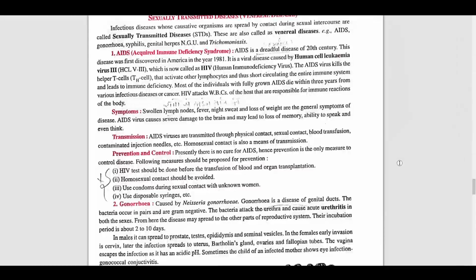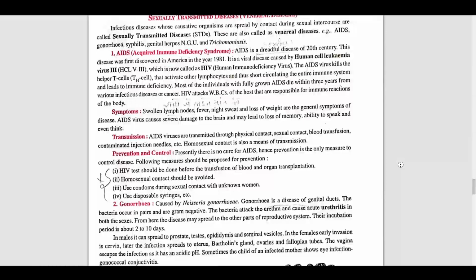If an individual is suffering from this disease, within about 3 years various infectious diseases develop, or it converts into cancer. HIV attacks the WBCs of the host that are responsible for the immune reaction of the body, and the person dies. There are different symptoms also, like swelling of lymph nodes, fever, night sweats, and loss of weight. These are the general symptoms of AIDS.